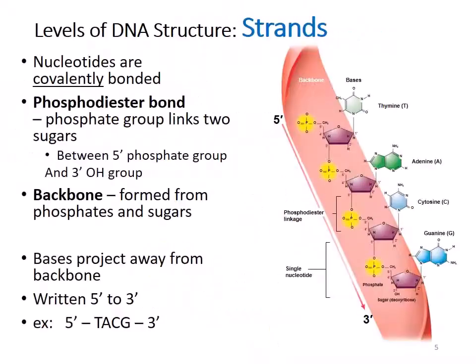If we look at the strand, the nucleotides are covalently bonded to each other, and in particular we call this bond a phosphodiester bond. That's when the phosphate groups link the two sugars between the 5' phosphate group and the 3' hydroxyl group. The backbone of the DNA is formed from the sugars and phosphates, so oftentimes we describe it as a sugar-phosphate backbone. The bases project away from the backbone. When we write DNA, we write it from the 5' end to the 3' end. So for this particular picture, we've got thymine, adenine, cytosine, guanine from 5' to 3'. We would write it TACG.